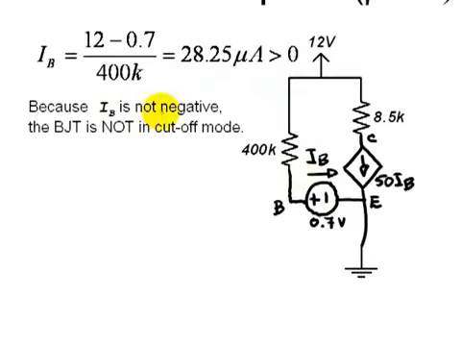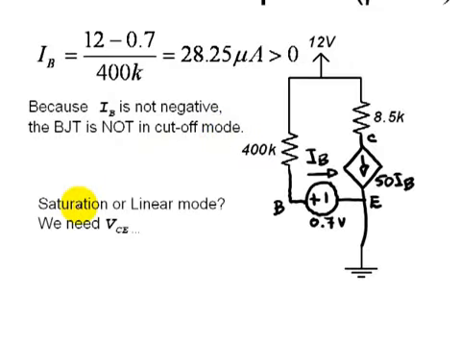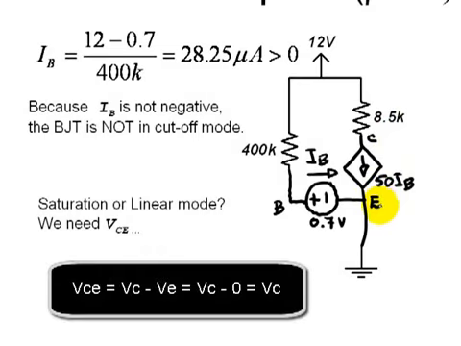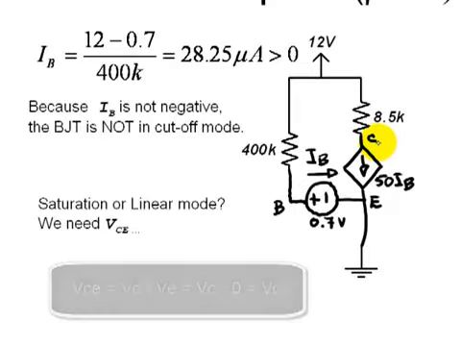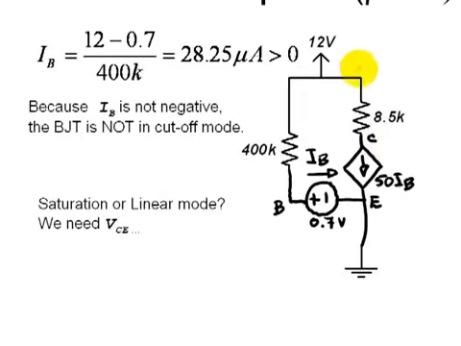Because that current is positive, the BJT is not in cutoff mode. We know that. The question is, is it in saturation or is it in linear mode? To answer that question, we need VCE, the voltage between the collector and the emitter. Because the emitter is connected to the reference node, VCE is directly VC. To find VC, we will need this current, which is the current in the collector. That is 50 times IB that we have already computed.